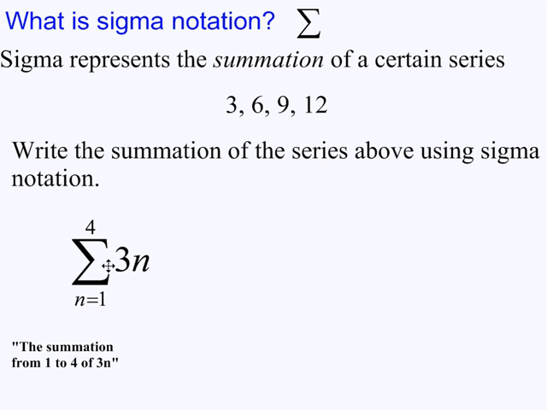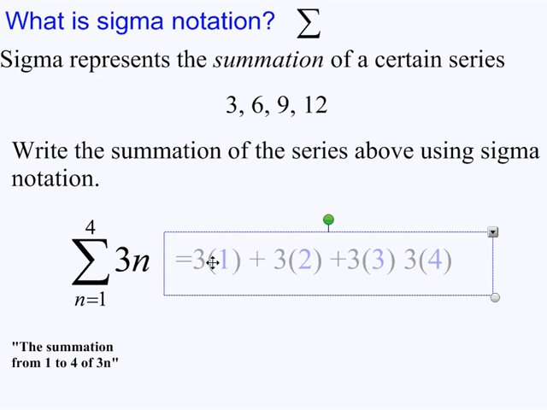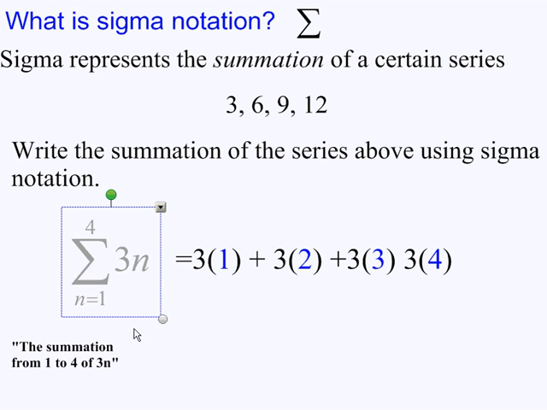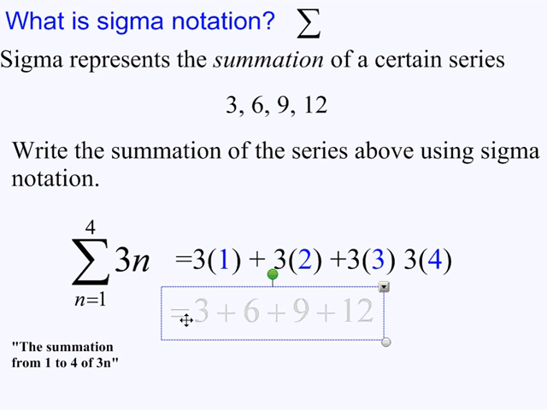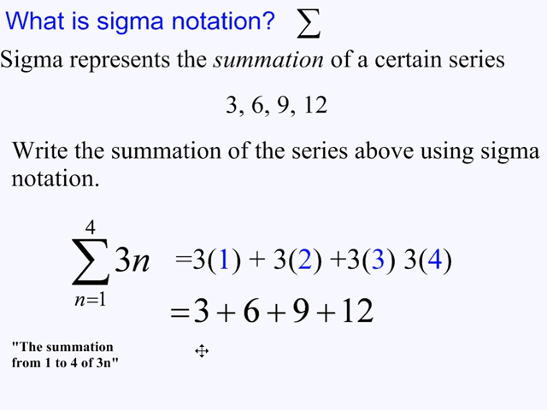And this would generate the following. If we want the first term, we sub 1 for n. If we want the second term, sub 2 for n, and so on and so forth. And it would generate the terms 3, 6, 9, 12. Then we would just add them to get the summation.